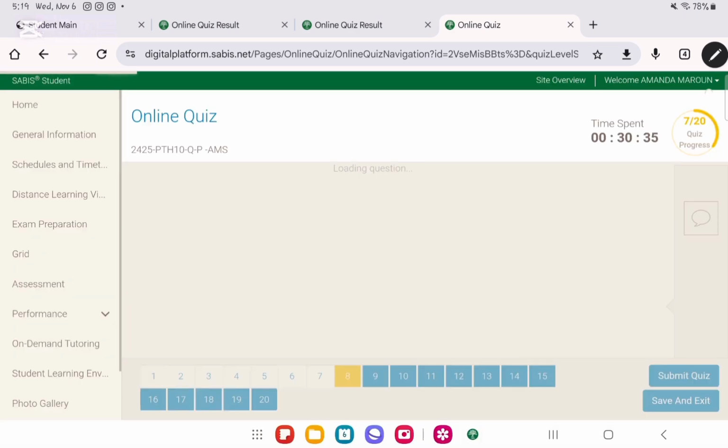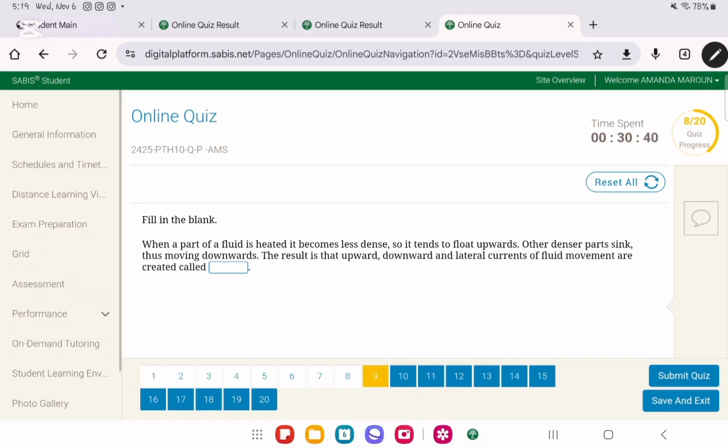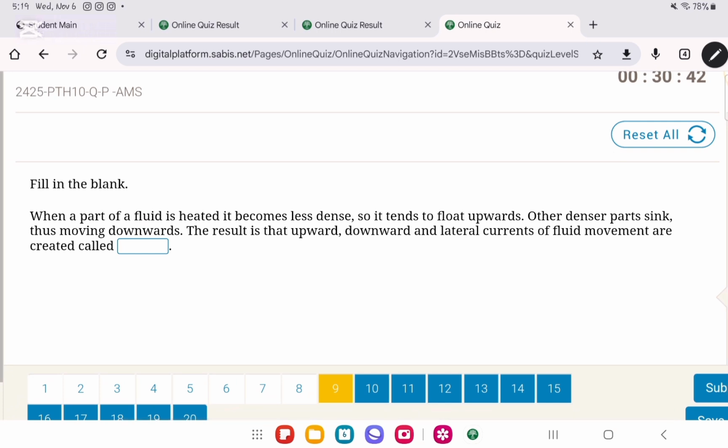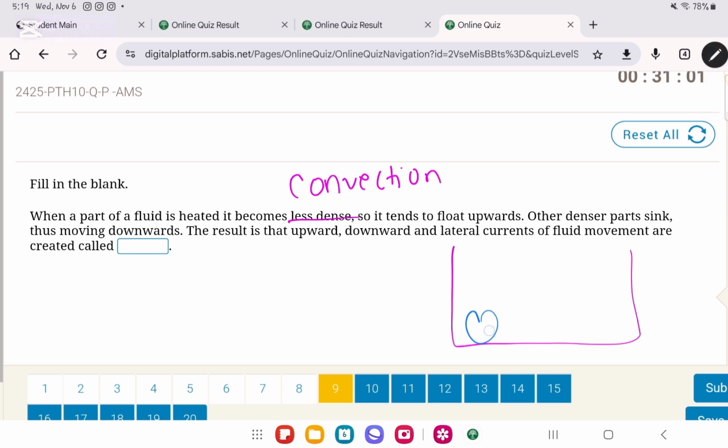We move on to question number 9. When a part of a fluid is heated, it becomes less dense. So we're definitely talking about convection. So it tends to float upwards. Other denser parts sink, thus moving downwards. The result is that upward, downward, and lateral currents of fluid movement are created. So if you remember in my figure that I drew, we had something like this.